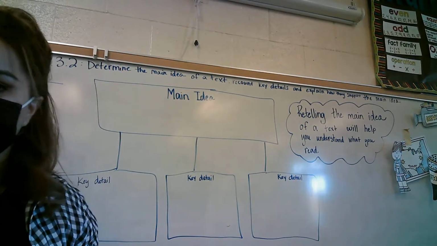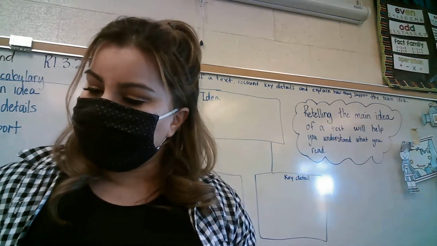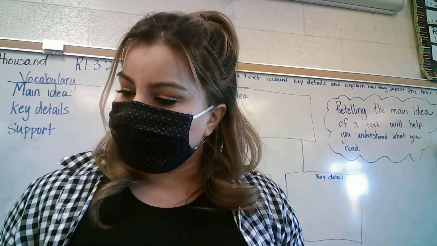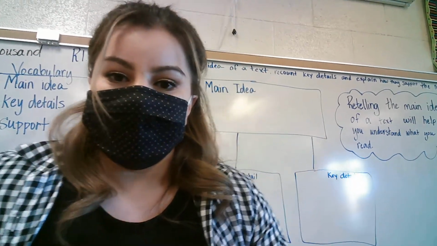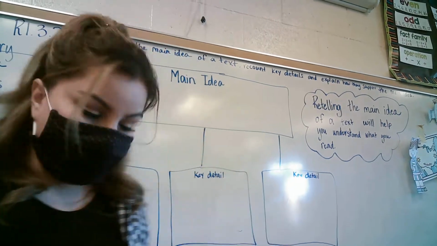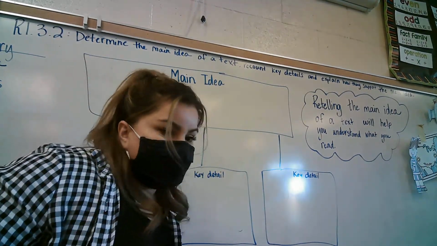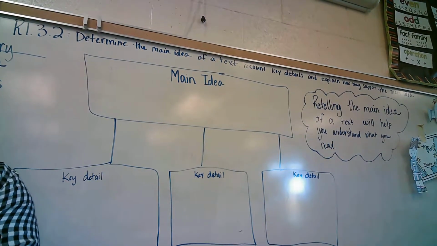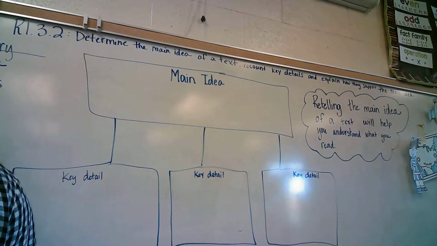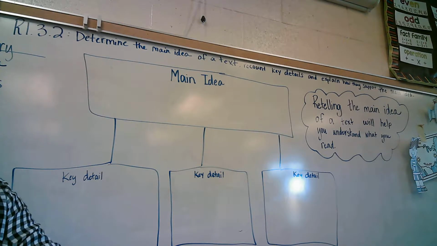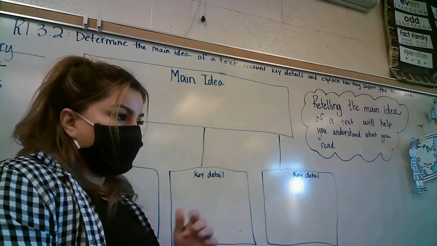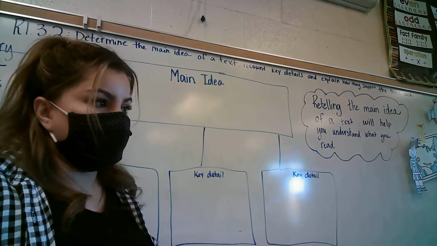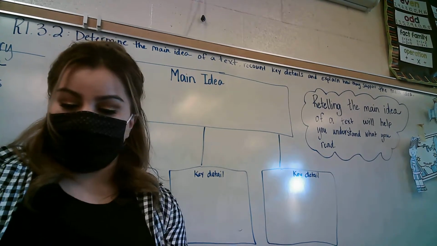So now we need to think. We're going to use key details from that cartoon to complete this chart. So, looking at that cartoon we just read, who can tell me what the main idea is? What was it about? Yeah? About they need to cut wood. Okay, so who needed to cut wood? You're on the right path. The people in the comic.